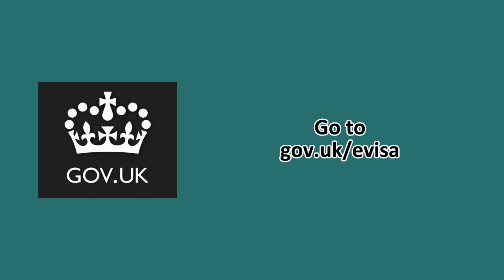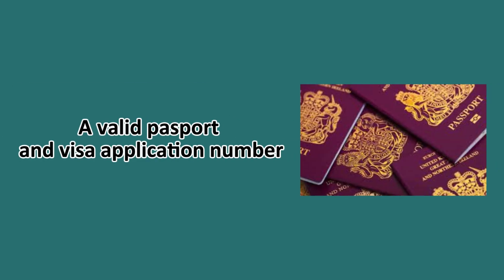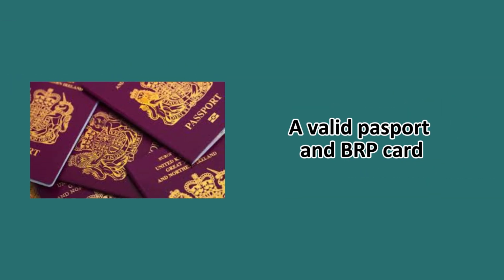You'll need to go to the official UK government website for eVisas, and then you'll need one of the following to log in. You'll need a valid passport and your visa application number, or a valid passport and your biometric residence permit number, or your BRP card.